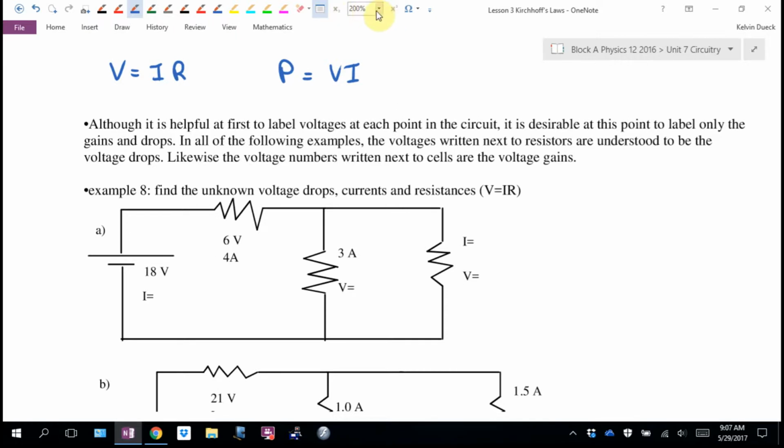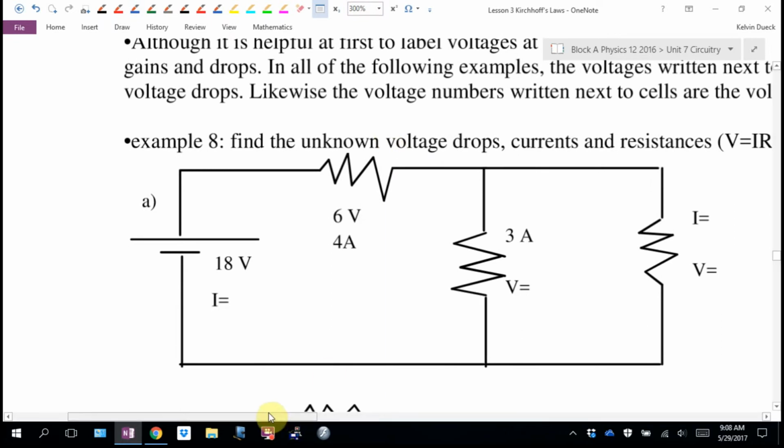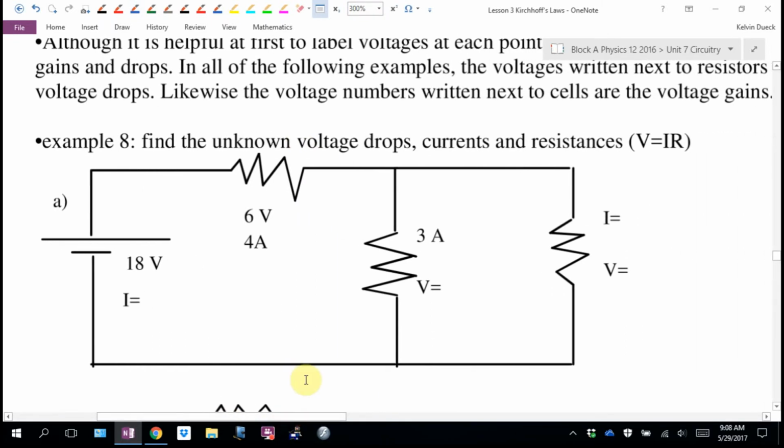We're going to solve a circuit. You might want a calculator handy, although you may be able to do some of these in your head. So example 8 says, find the unknown voltage drops, currents, resistances. I'm going to say, and power. We're going to see how many watts each of these. Let's pretend these are all light bulbs. We'll see how many watts each of these light bulbs is.